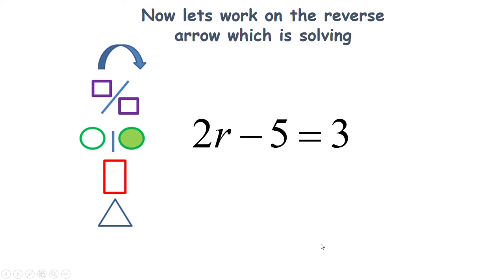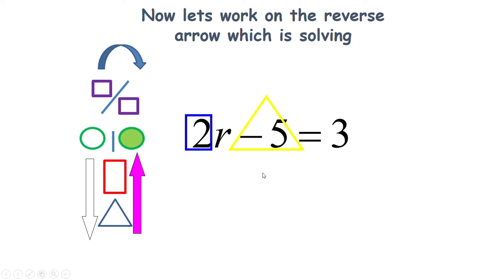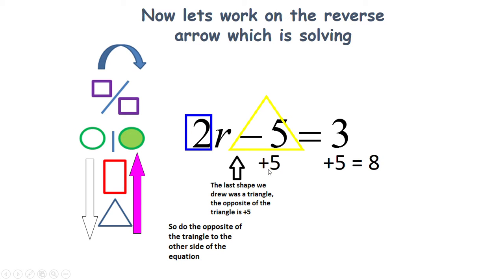So in this problem, the rectangle, because we're solving for r, is the number in front of r, which is the 2. The triangle in this problem is the minus 5. So what I just said is we always move the triangle first by doing its opposite sign. So the opposite of minus 5 is plus 5. So we're going to write plus 5 underneath the triangle and underneath the other side of the equation.